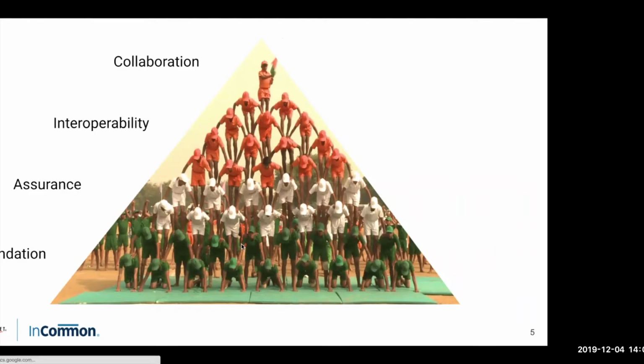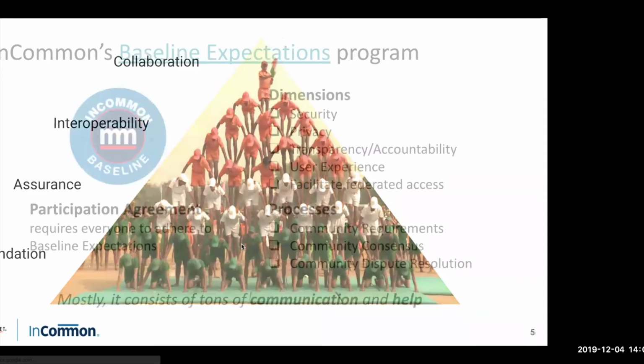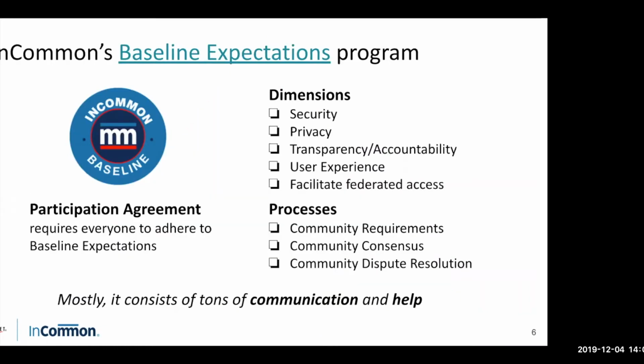So a little more formal presentation of the program. The dimensions, the kinds of things that we're looking at to ultimately increase collaboration and interoperability include security, privacy, transparency, appropriate good user experience for the end users, and of course to facilitate other new services and identity providers joining the Federation. We do that through a process that is always engaging the entire community.